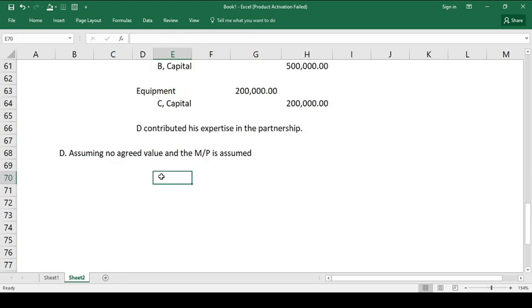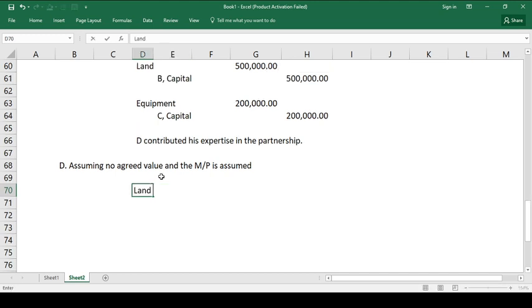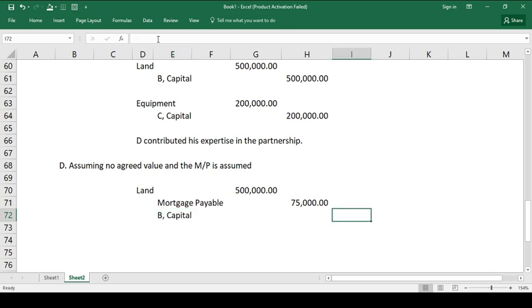Well, the entry will be land for 500,000 using the fair market value, and then we credit, because we will assume the mortgage payable, mortgage payable of 75,000 because yun yung value. Then we credit B's capital. For how much? Well, yung pareho yung ginawa natin kanina. Okay, that is magiging 425,000 pesos. And again, that 425, nakuha po yun by deducting the 75,000 to the 500,000 because the balance will be the capital being contributed by B.